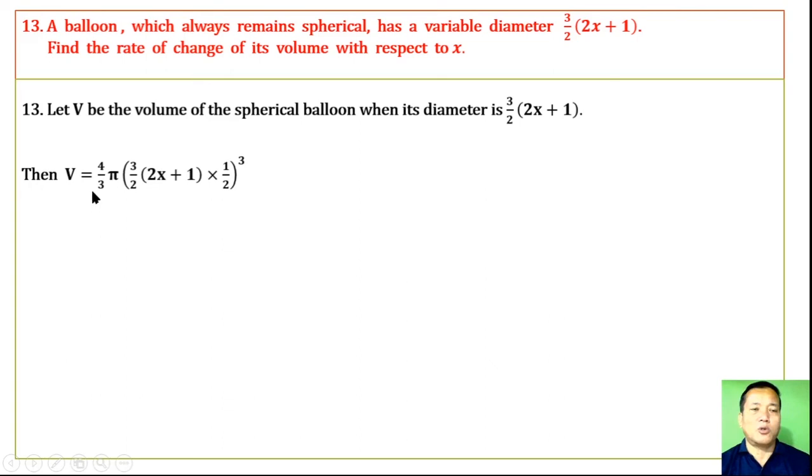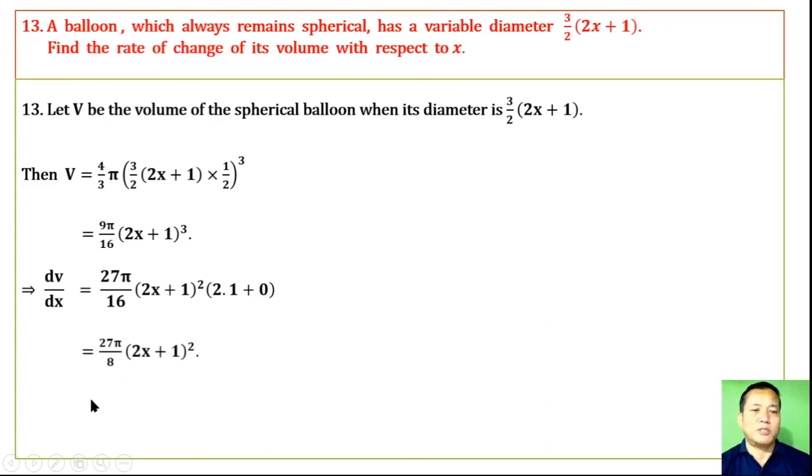Then V equal to 4 by 3 pi r cube. R is the diameter, therefore we have to divide by 2 to convert it into radius, and radius cube. Simplifying, we get this. Now dV by dx, taking the derivative on both sides with respect to x, we get this. Thus, the rate of change of volume is 27 pi by 8 times (2x plus 1) square centimeter cube per centimeter.